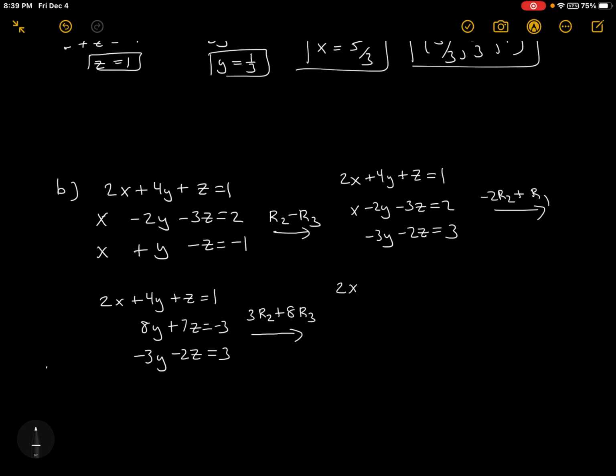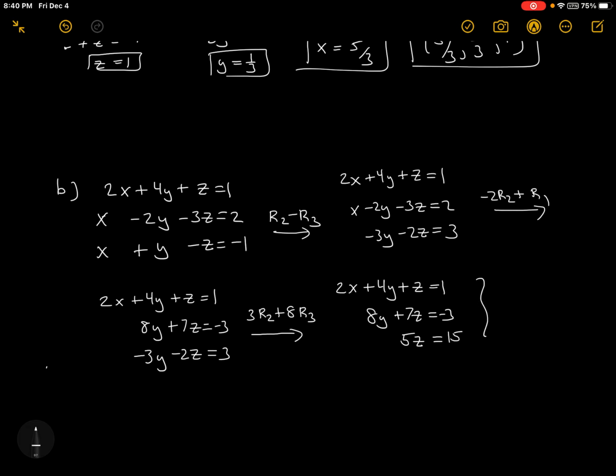All right, so lots of writing. 2x plus 4y plus z is equal to 1. I'm going to rewrite the second equation again. 8y plus 7z is equal to -3. And let's do the math here. 24y minus 24y is going to be 0y. 21y plus -16y. 21z plus -16z is positive 5z. And 3 times -3 is -9. -9 plus 24, right? 8 times 3 is 24, is just 15.